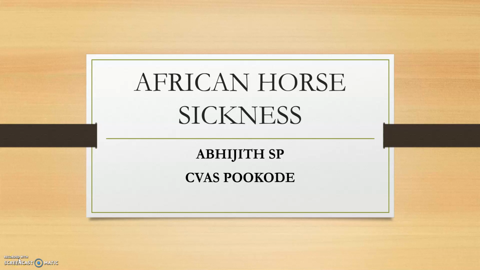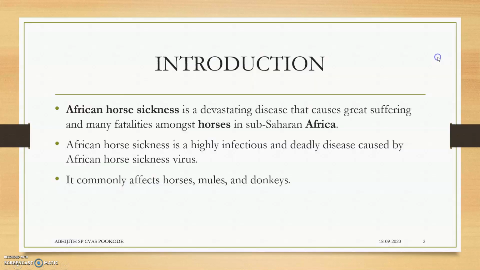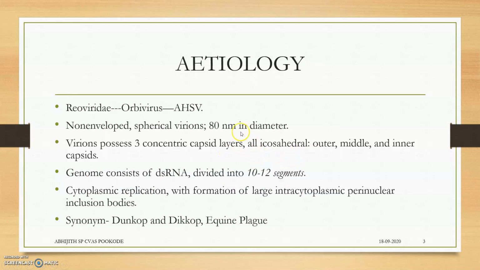Hi guys, today we are discussing African horse sickness, which is a reoviral disease. African horse sickness is a devastating disease that causes great suffering and many death cases in horses of Sub-Saharan Africa. It commonly affects horses, mules, and donkeys, and is a deadly, highly infectious disease.